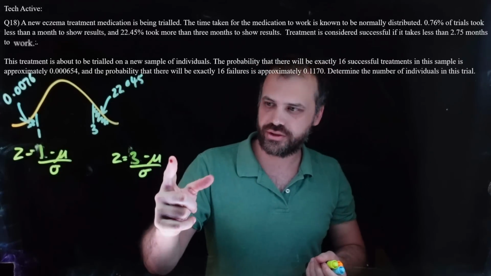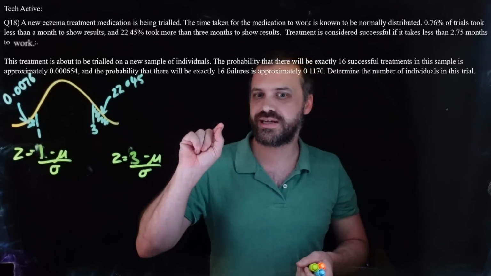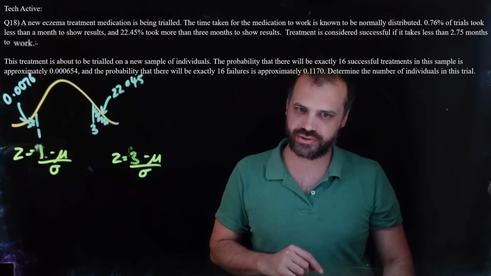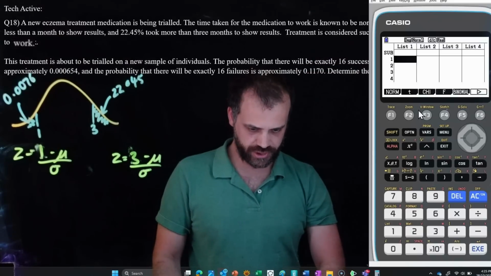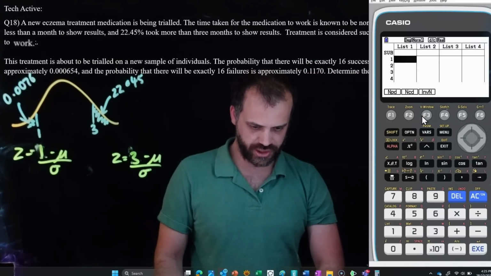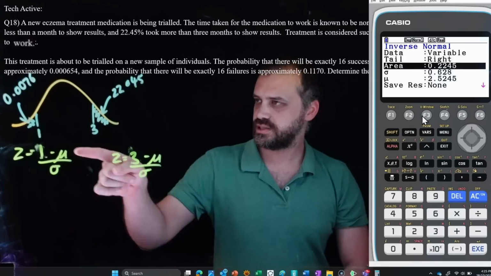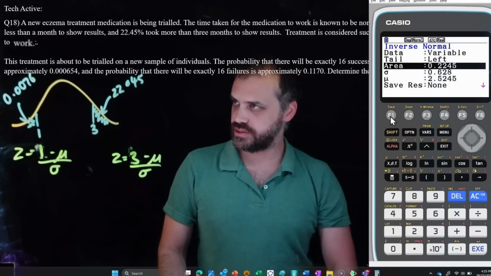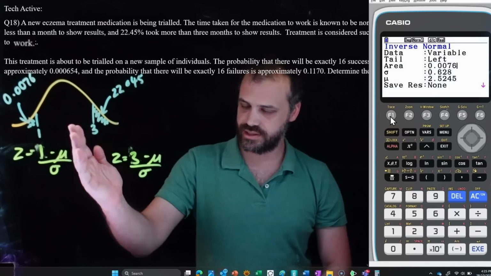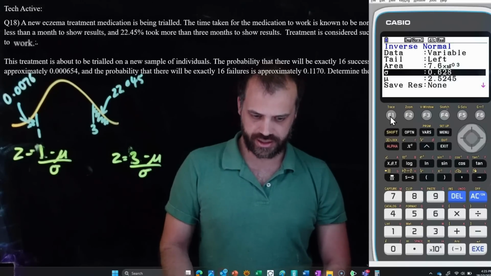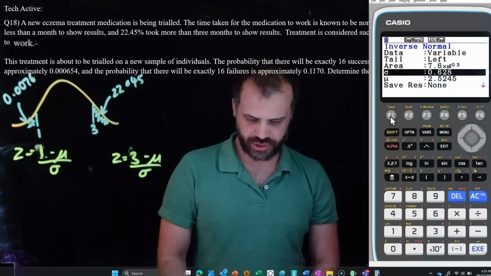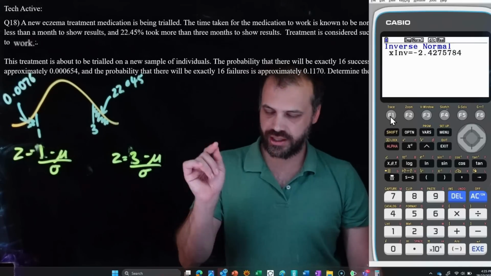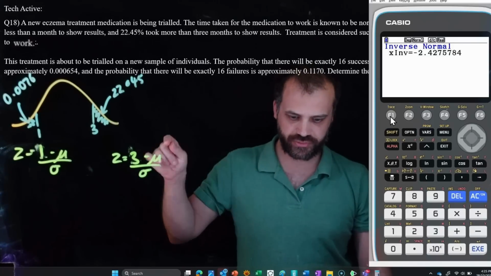Now, again, I don't know the mean, I don't know the standard deviation, but if I use a standard normal distribution, I can find z-scores for both of those. So going into my distributions, I'm going with an inverse normal distribution. Left tail, 0.0076 is my area, and a standard normal distribution, so a standard deviation of 1, a mean of 0, I get a z-score of negative 2.4275.